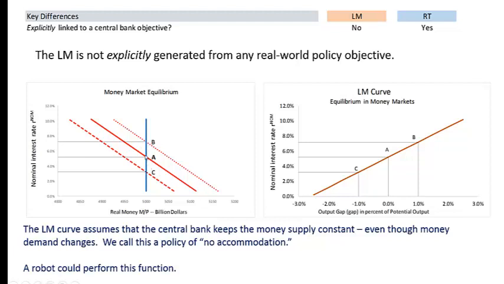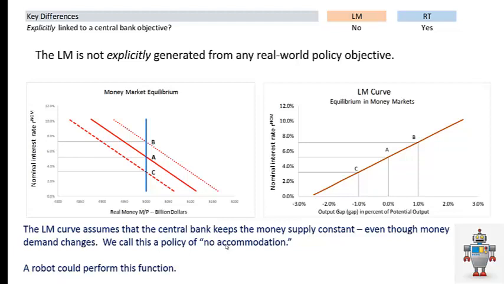In the other direction, suppose that output fell, that means that money demand would fall, and since once again the central bank has kept the money supply constant, the interest rate has to fall. So we can see that points A, B, and C lie along this line, an infinite number of combinations of output gap and interest rate that satisfy money market equilibrium. So this policy of keeping the money supply constant, even in the face of changing demand for money, is one that we could call a policy of no accommodation.